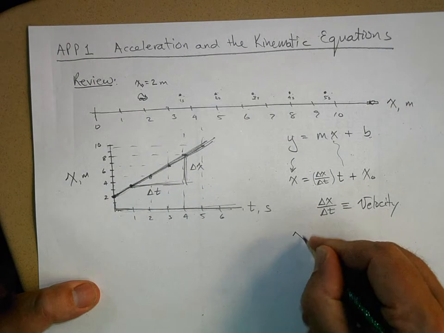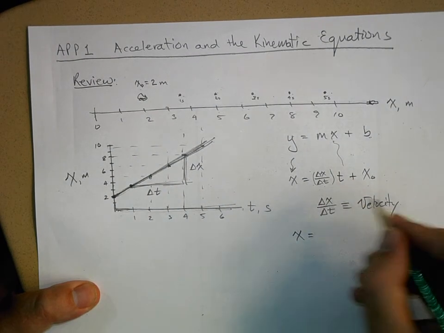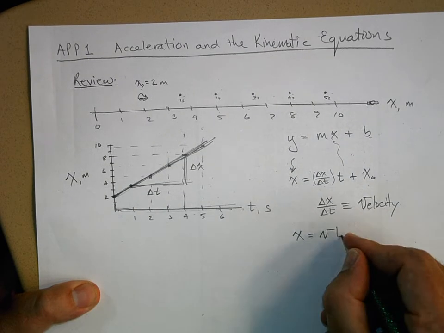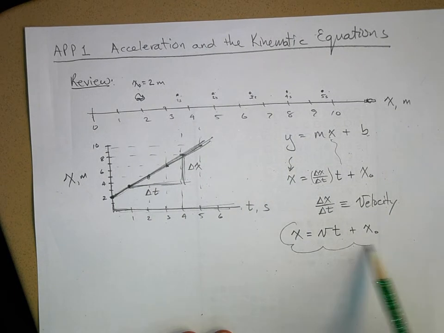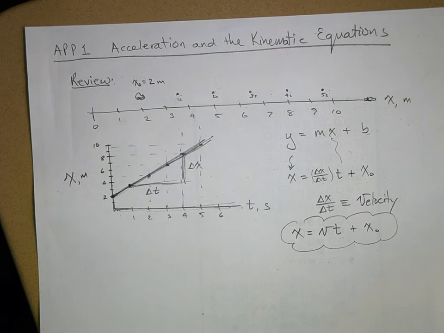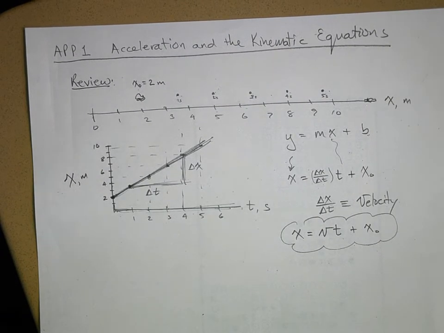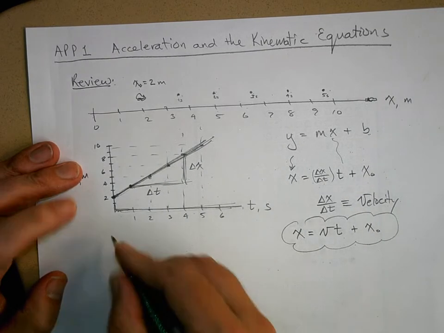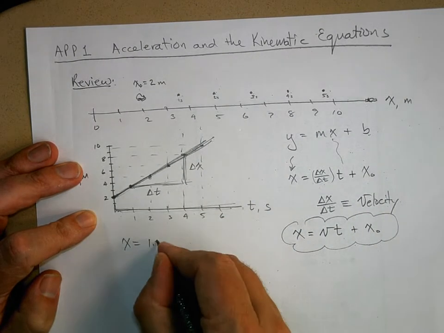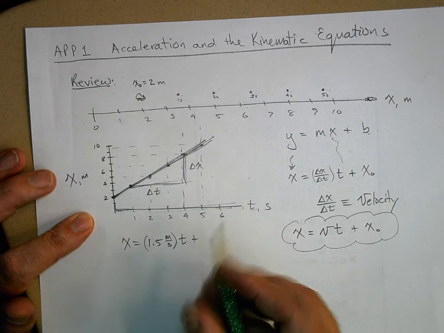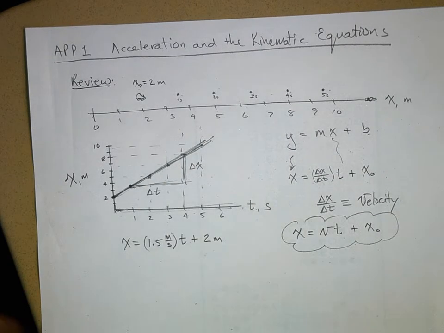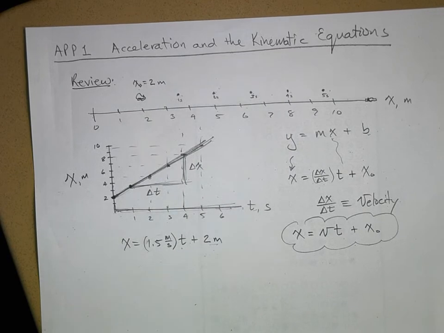But when we wrote the general mathematical model, we said x equals, well, delta x over delta t, we're going to call that velocity, times time plus my starting position. So you need to know what this means right here. This is the general mathematical model that describes an object that is moving with constant speed in a constant direction over time. And this is very cool. I mean, for this example, we would say x equals, and the slope is 1.5 meters per second times time. And where was my starting position? Well, when t equals zero, we started at 2 meters. So this tells me everything I need to know, where to start, how fast we're going as time goes by.